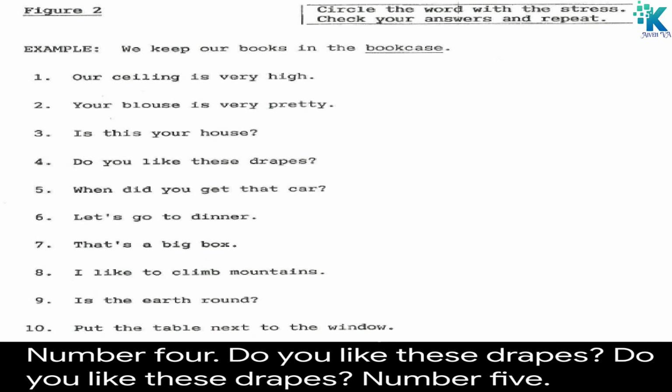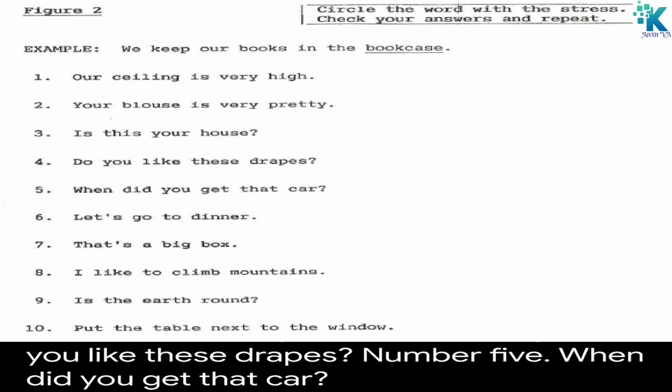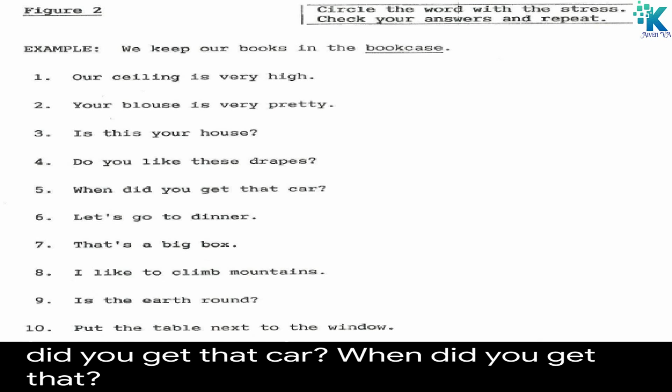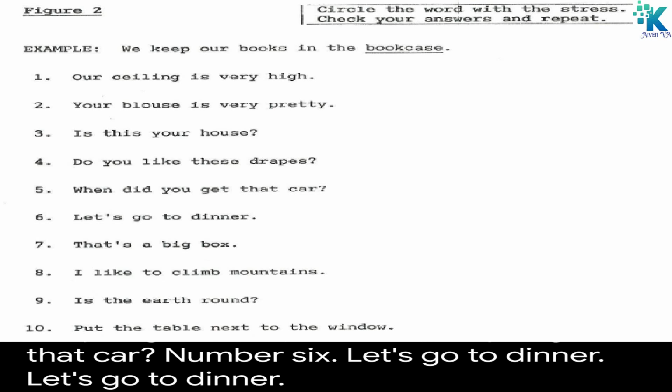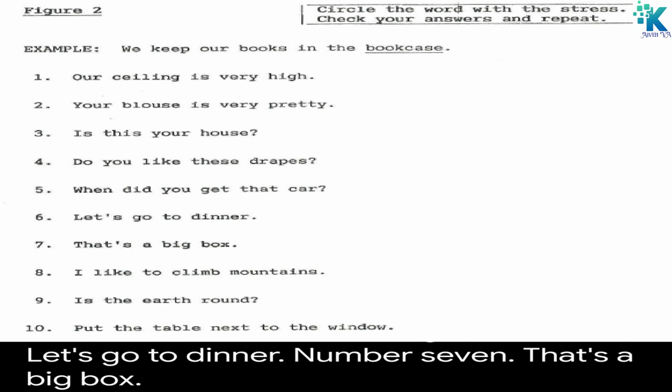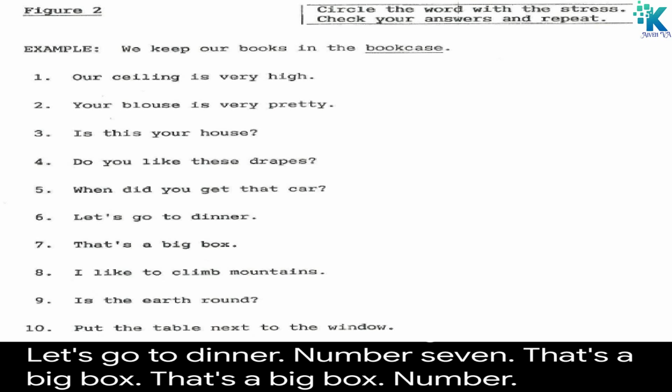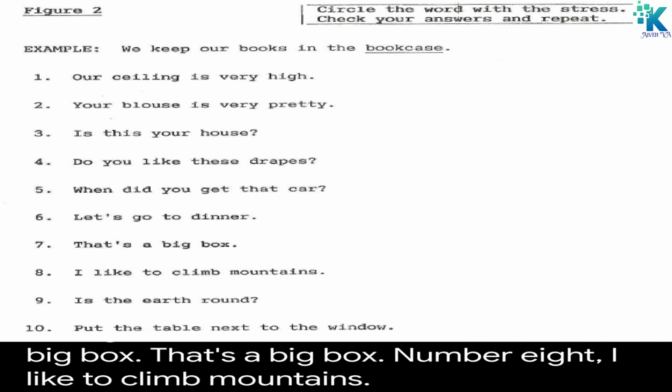Number 5. When did you get that car? When did you get that car? Number 6. Let's go to dinner. Let's go to dinner. Number 7. That's a big box. That's a big box. Number 8. I like to climb mountains. I like to climb mountains.